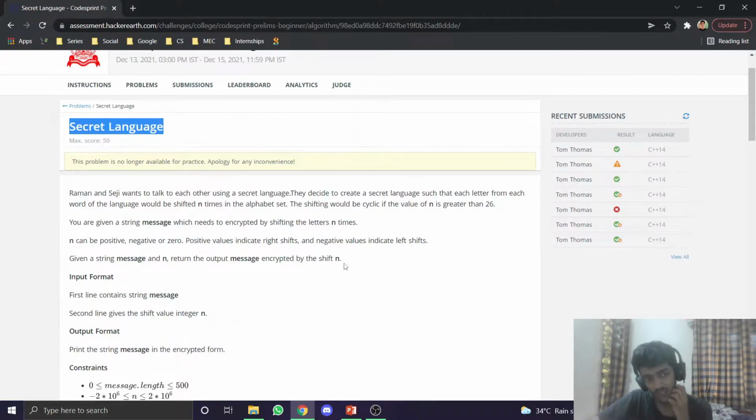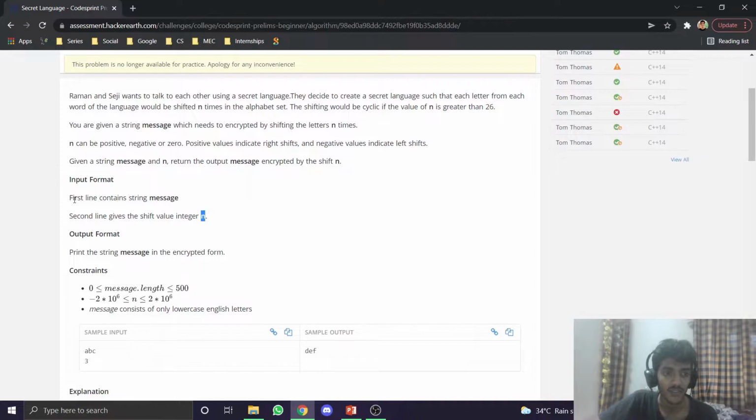So basically they will just give us a string which is called message, and they will give an integer n, and by that value we need to shift each character. So that's the input format. First line contains a string message, and the second line gives a shift value integer n. Output format is to print the message in the encrypted form.